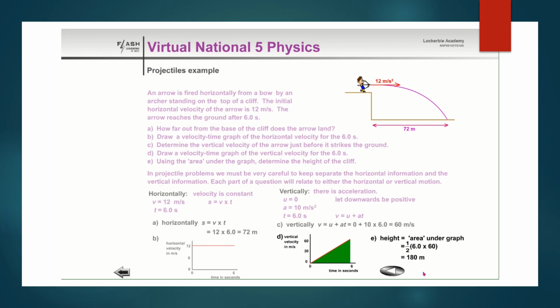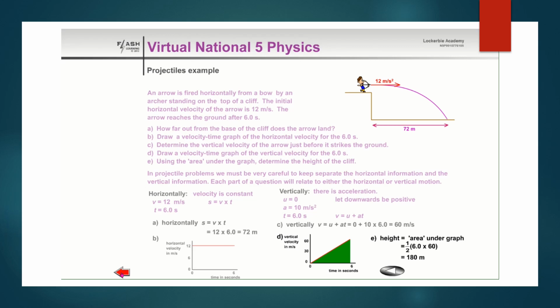So in this case, displacement, or the height of the cliff, or the height from which the arrow was released, is the area under the graph, which is half times 6 times 60. Half of 6 is 3, times 60, 180 meters. So the arrow is released 180 meters above where it lands. This is the structure for completing all the projectile motion questions.